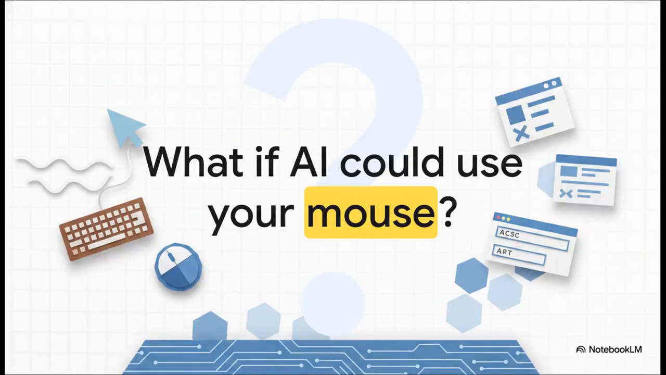So, I want you to think about this right off the bat. What if your AI could actually use your mouse and keyboard? It's a huge paradigm shift. We're no longer just throwing text prompts into a void and waiting for text back. We're talking about giving AI the ability to interact with the graphical user interface, the GUI, of your computer exactly like a human would. It looks, it moves the mouse, it clicks, and it types.